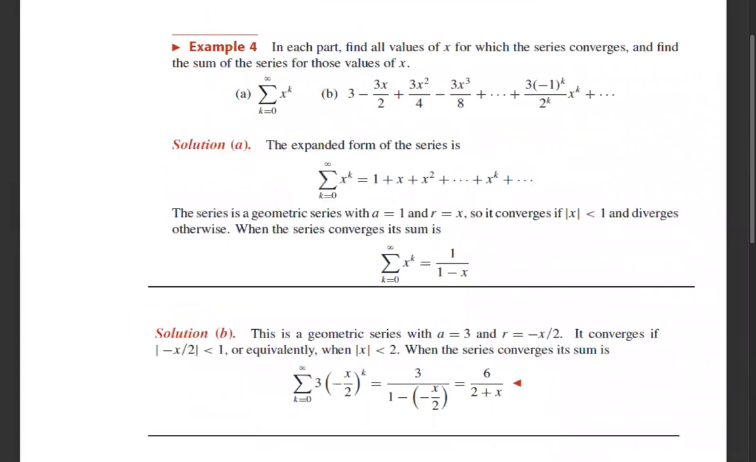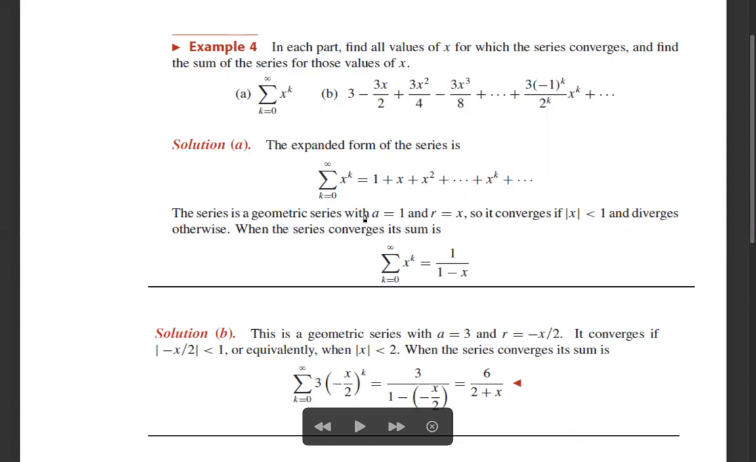Another one. In each part, find all values of x for which the series converges and find the sum of the series for those values of x. Summation x raised to k. Another one: 3 minus 3x by 2 plus 3x square by 4, etc. Now the first one, expand the series x raised to k, which is equal to 1 plus x plus x square plus etc., x raised to k plus etc.